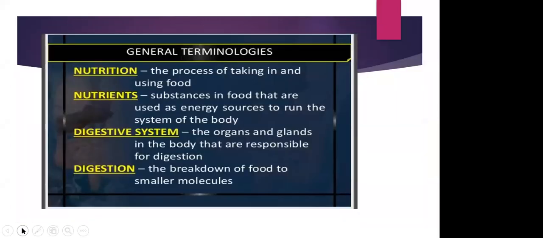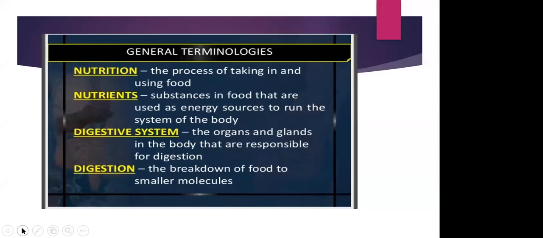So here the general terminology is about nutrition. We already discussed nutrition, the process of taking in and using food. And also we discussed a nutrient. What is meant by nutrient? A substance in food that is used as an energy source to run the systems of the body. So a nutrient, which is an organic or inorganic substance, gives energy to the body. And our topic is the digestive system: the organs and the glands in the body that are responsible for digestion.